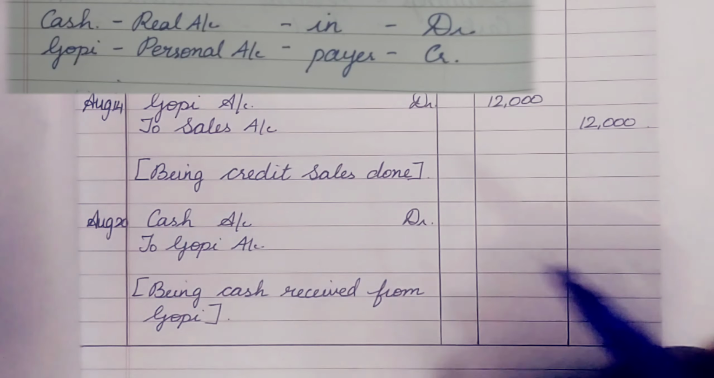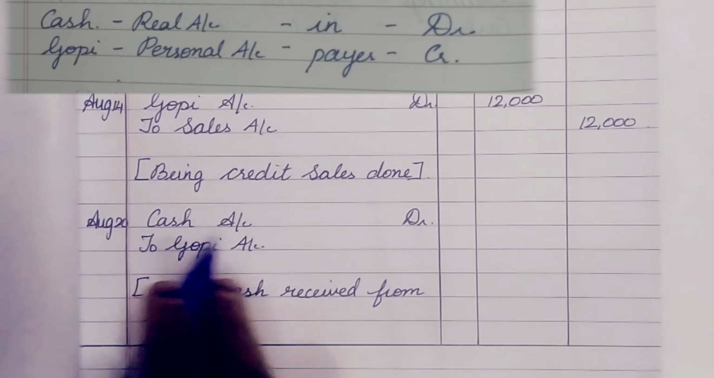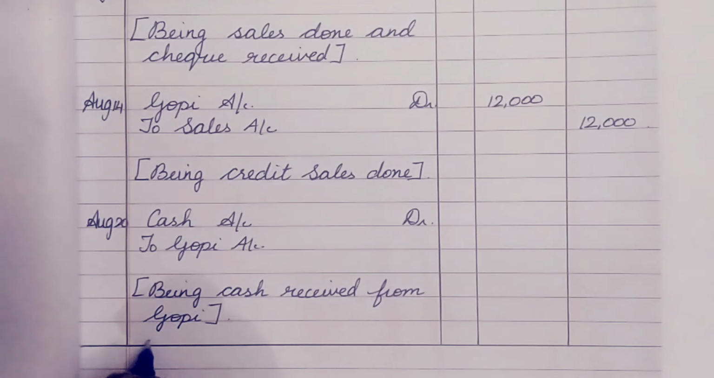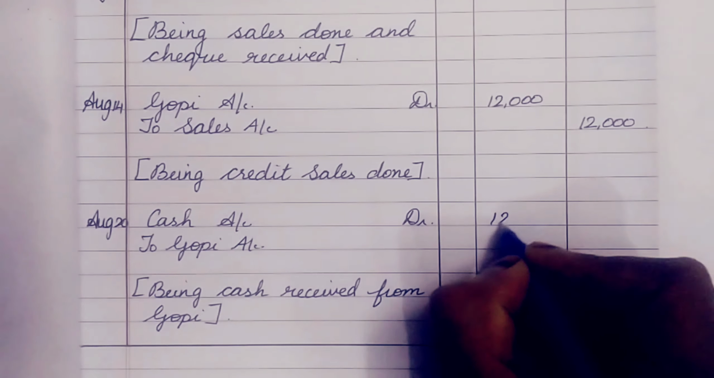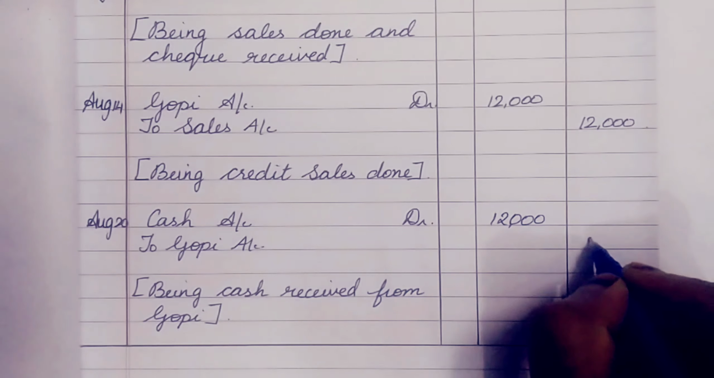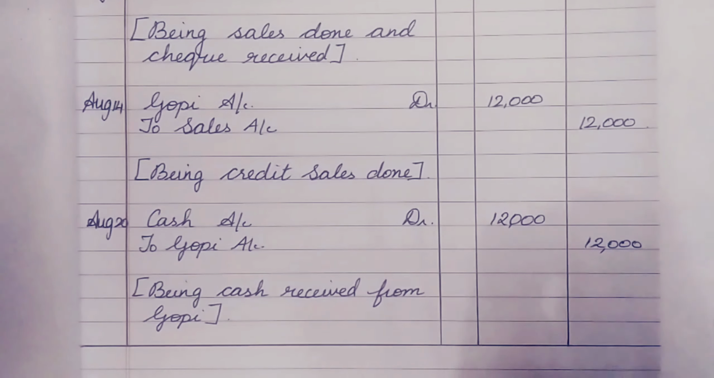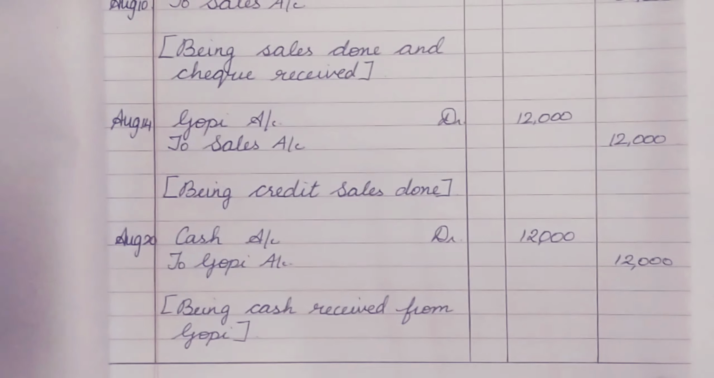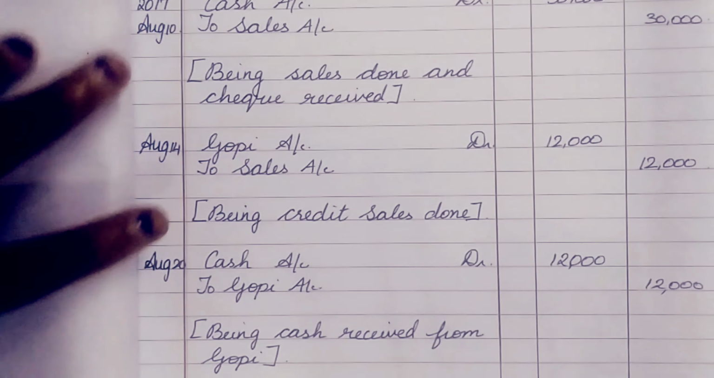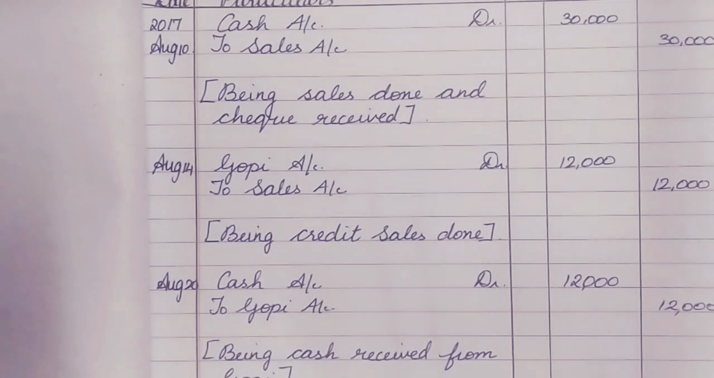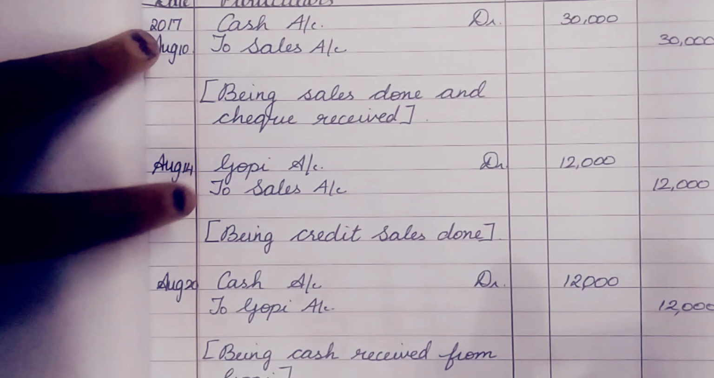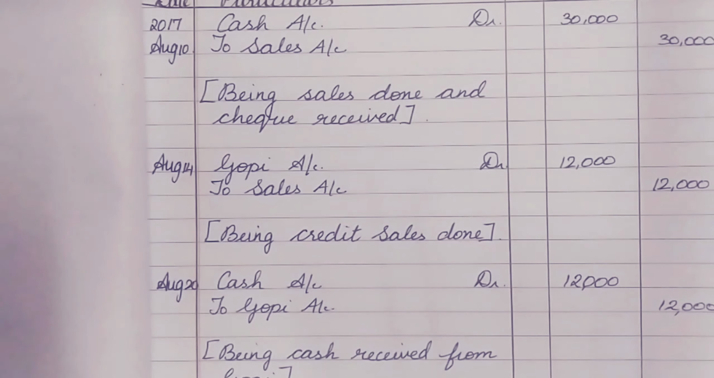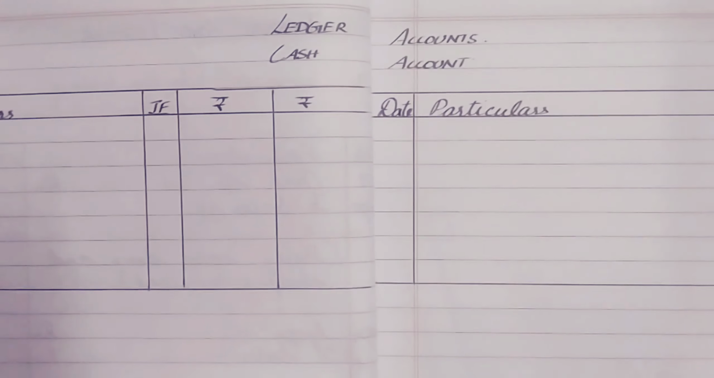The next transaction is received cash from Gopi on August 20th. Cash account debtor to Gopi's account, and the narration being cash received from Gopi. The amount is recorded in the debit and the credit column respectively. So with this, the journal entries are over. Now we have to open the cash account and the sales account. The cash account has two transactions, on August 10th and on August 20th. And the sales account again has two transactions, on August 10th and August 14th. So let's start with the cash account first.